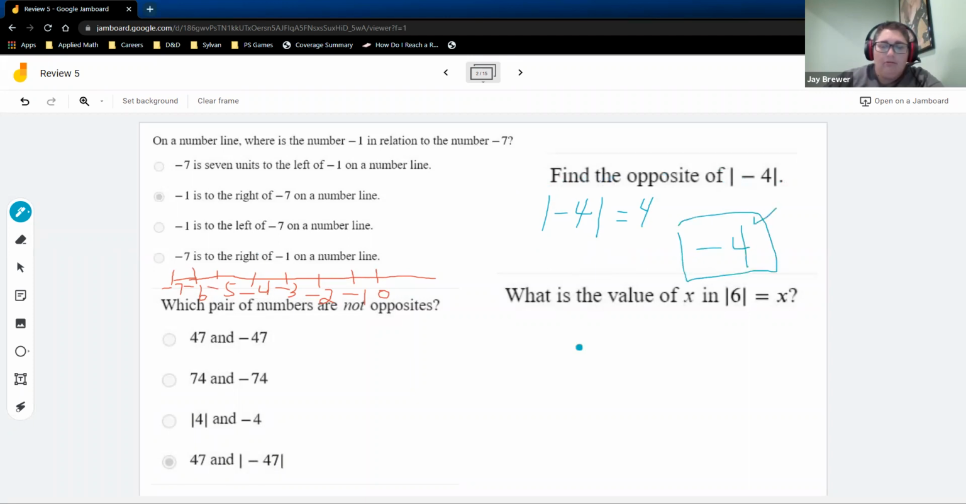Okay, so that one is a bit of a tricky problem. Here it says which pair of numbers are not opposites. Again, if you use the same rationale, not opposites, meaning you want the same number. Well, 47 and -47, those are in fact opposites. 74 and -74, again, opposites. The absolute value of 4 is 4, and then a -4, that again is opposites. The absolute value of -47 is just 47 away from 0. So those are the not opposites, that last one down here.